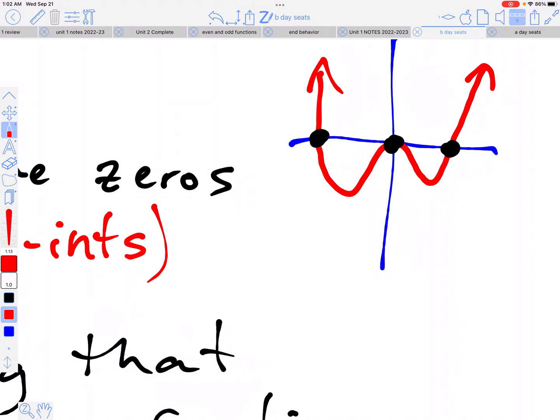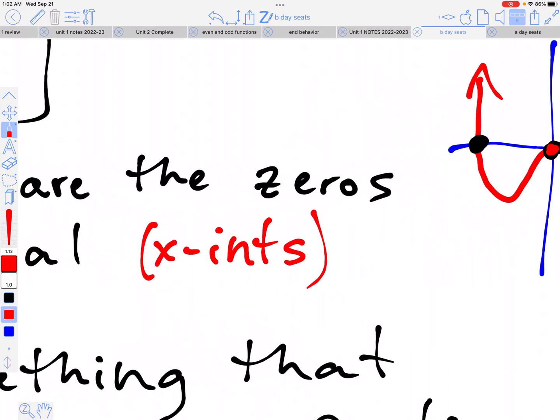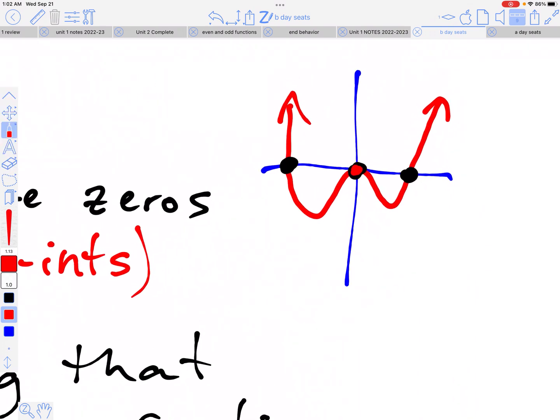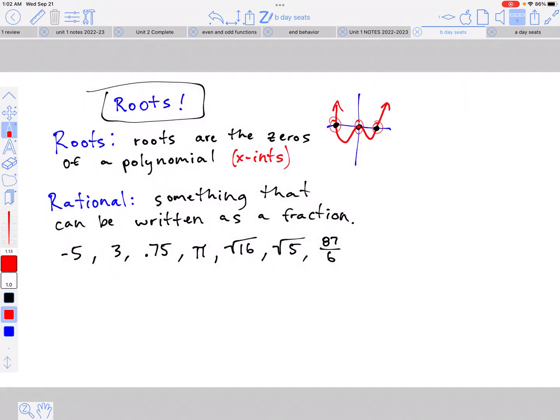Remember we talked a little bit about multiplicity, so notice when it bounces right here, it's bouncing off the x-intercept. You know that it'll have multiplicity 2. So this one has 1, 2, 3, 4 roots, because it bounces.